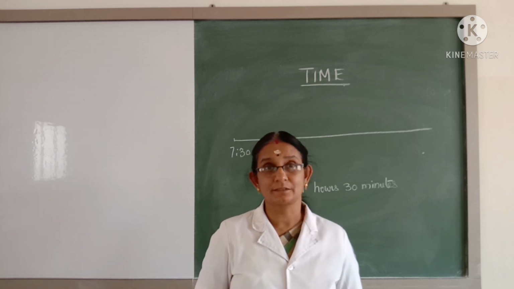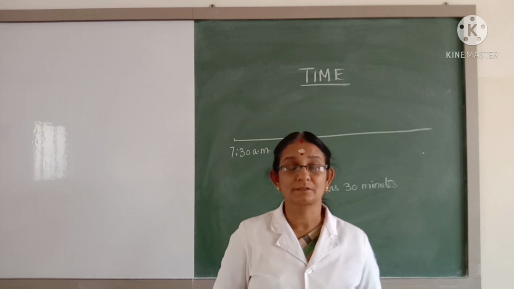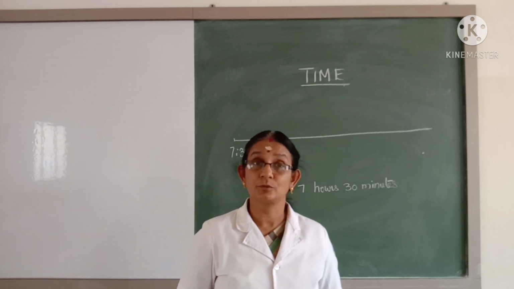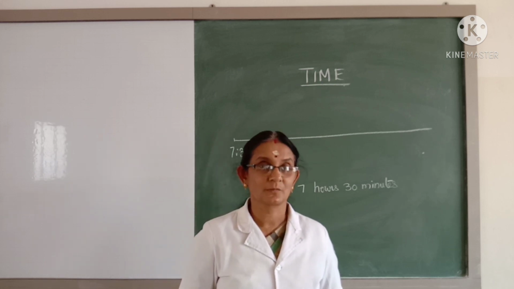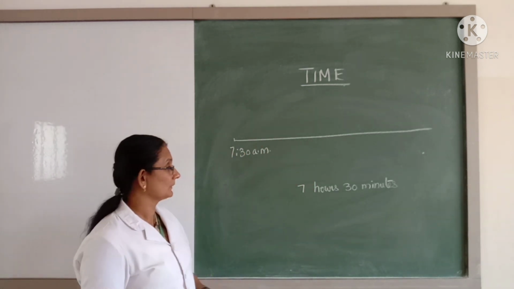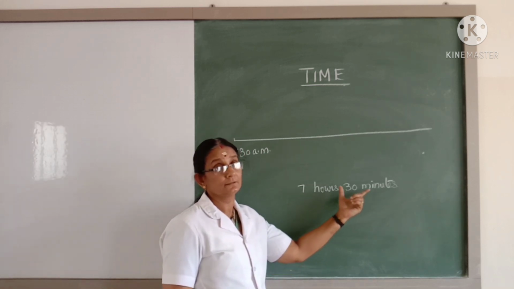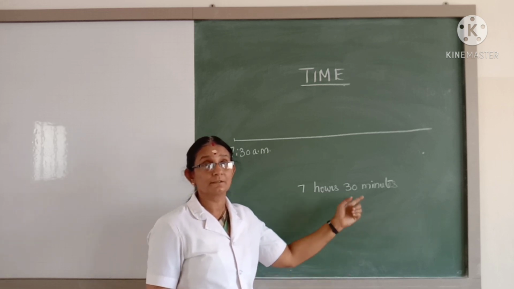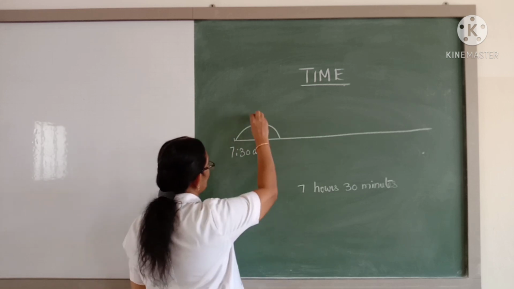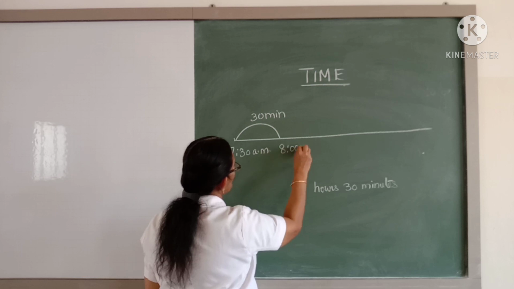The school starts at 7:30 a.m. and lasts for about 7 hours and 30 minutes. So, let us find out what is the finishing time of the school. Okay? So, we are starting at 7:30 a.m. and the time duration is 7 hours and 30 minutes. First, let us add up the 30 minutes first. So, when you add 30 minutes to 7:30, then the time is 8 a.m.